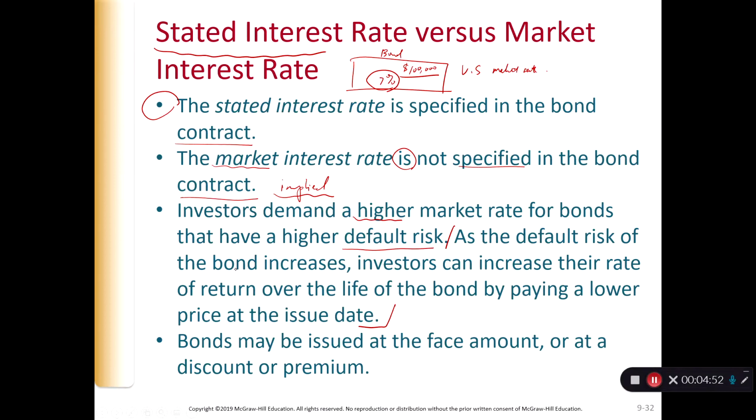So if the stated interest rate of the bond is less than the market rate, then the bond has to be issued below face value, which is a discount, right? The reason is that investors want to increase their rate of return over the life of the bond, because the offering rate is lower than the market rate, meaning the real rate that the investor is really looking for, say it's 8%, in this case.